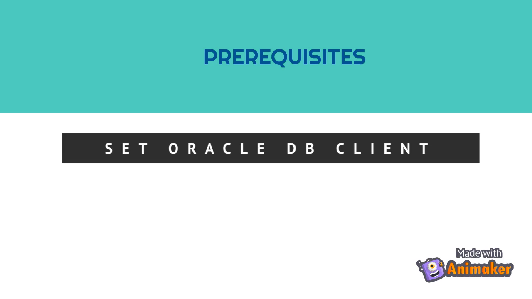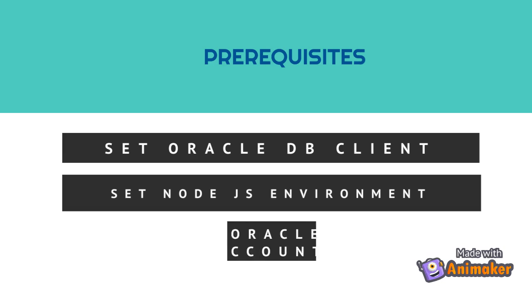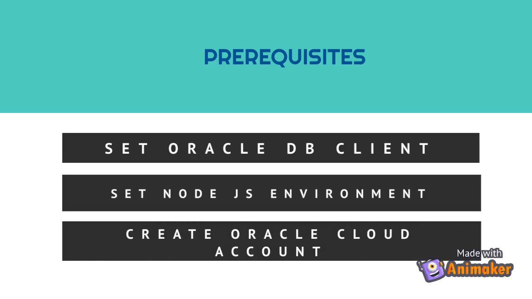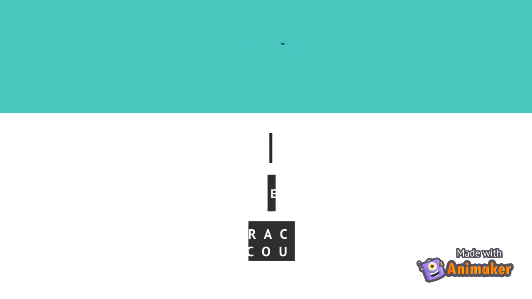Before we continue, it's mandatory that we first mention the prerequisites. First, set up Oracle Instant Client on your machine. This allows your machine to gain access to Oracle databases. Second, set up the environment for NodeJS. Lastly, create an Oracle Cloud account that you can use to create Oracle databases like Autonomous Database. I have left links in the description to pages that show how to do the above tasks.